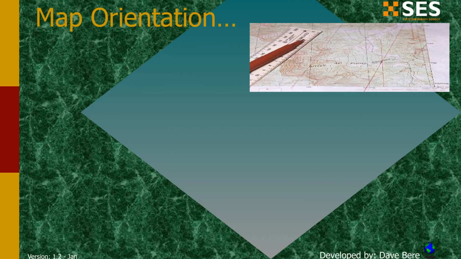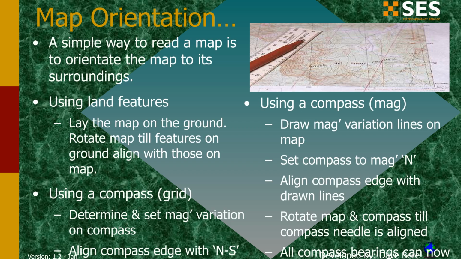Map orientation can be done using land features or a compass. To use a compass, set the magnetic variation, align the compass edge with the north-south meridian lines, and rotate the map and compass until the needle aligns.